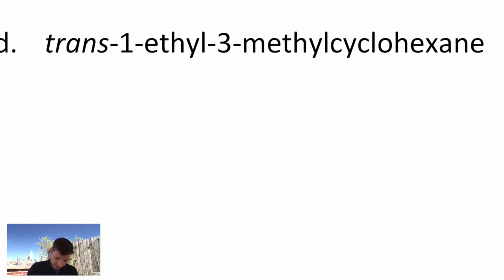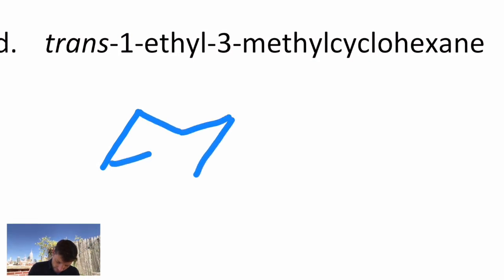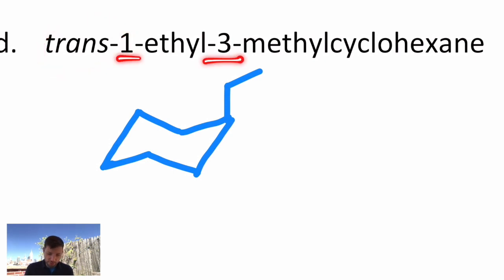1-ethyl, 3-methyl cyclohexane. So I'm going to just draw the chair first, and fill in what it is based on the name as I go. 1-ethyl. I'll say that ethyl is right here, so I have to have an ethyl on that carbon. I'll make it an up axial. I don't know that from the name, it doesn't really matter. And then trans means on carbons 1 and 3, they're pointing in opposite directions.